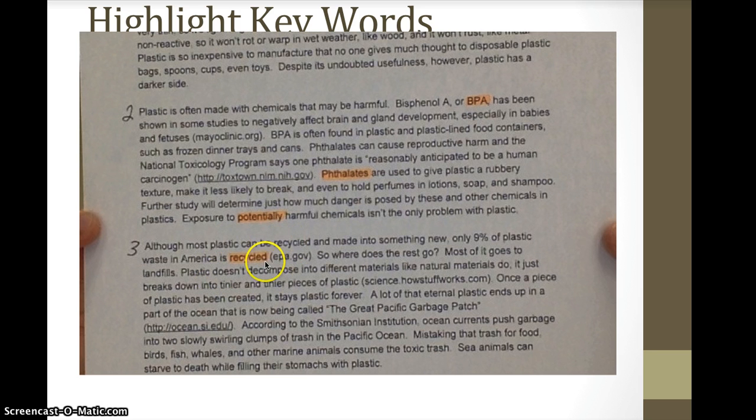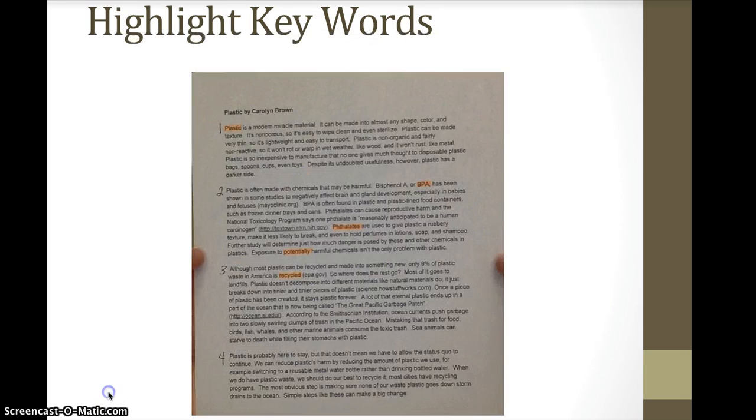Now, you all probably know what recycled means, and many of you probably know what potentially means. BPA and phthalates may be unfamiliar to you, but these are the words that you have to understand in order to understand paragraphs 2 and 3. So you'll do that with all of your paragraphs.